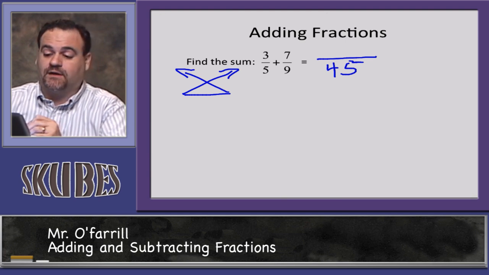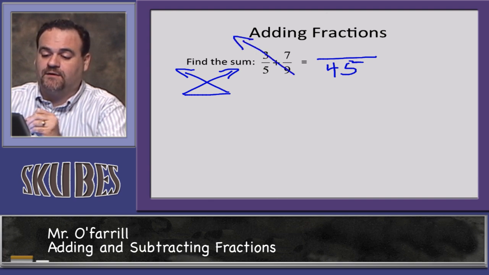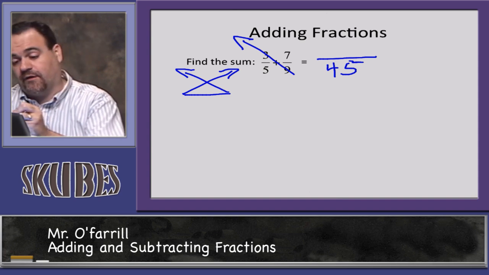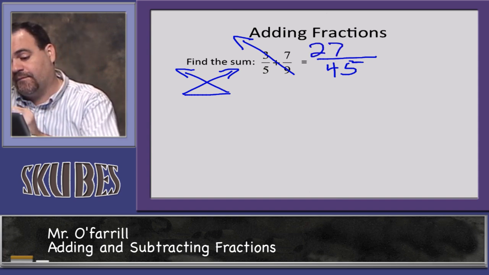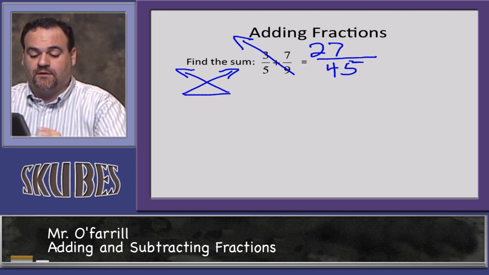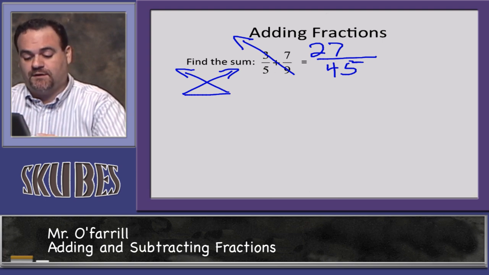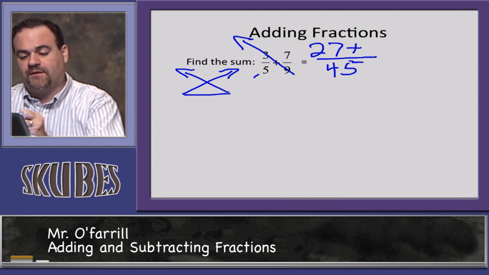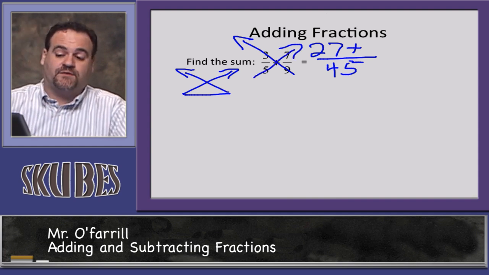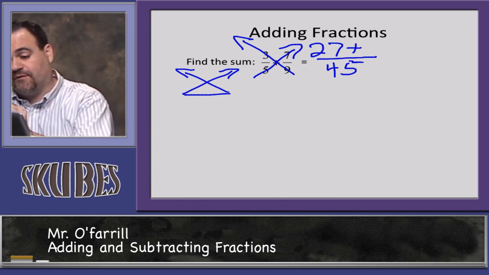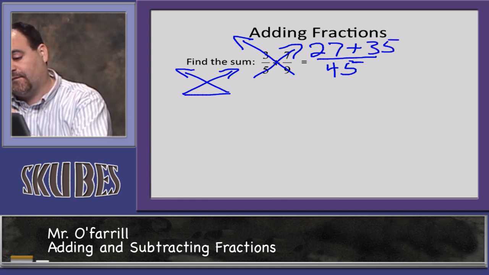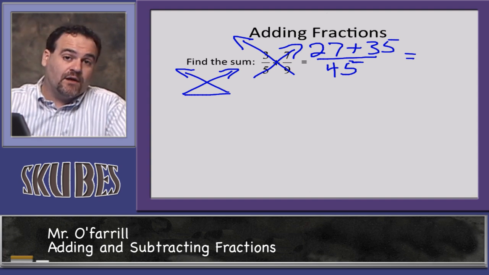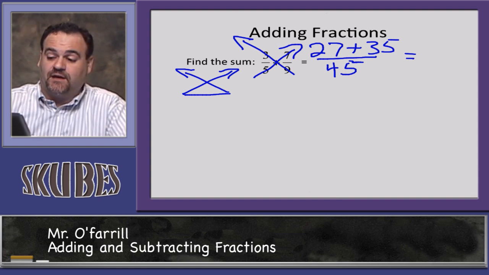Then we'll go ahead and take a look at our first arrow, which went this way. And we're going to multiply those two together. 3 times 9, 27. Again, we're going to keep this same operator, addition. And we're going to multiply these two together. 5 times 7, 35. And we've got all the things that we need in order to add these two fractions together now.